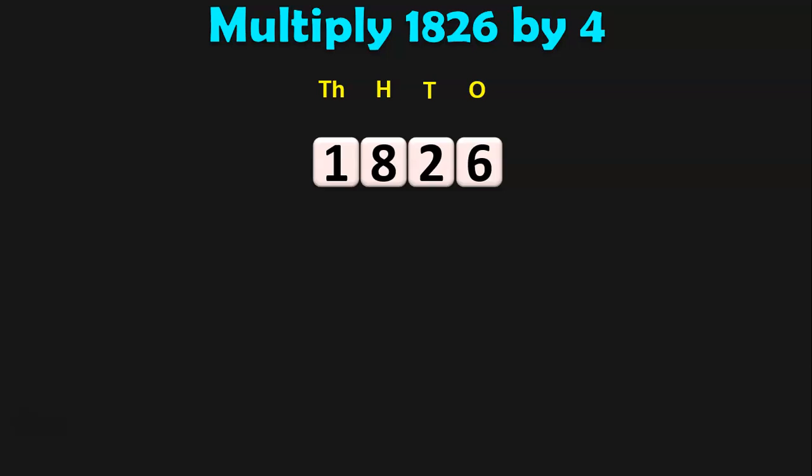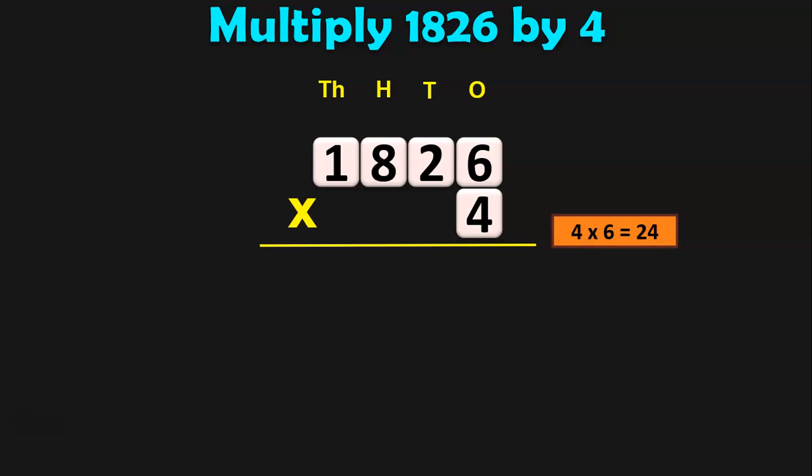The next sum that we are going to do is multiply 1826 by 4. Write down the 4-digit number and multiply it by the single digit number 4. Begin the multiplication from the ones place. 4 into 6 is 24. So now we have to regroup this 24 ones, which is nothing but 2 tens plus 4 ones. So retain the 4 ones in the ones place and take the 2 as a carryover to the tens place.